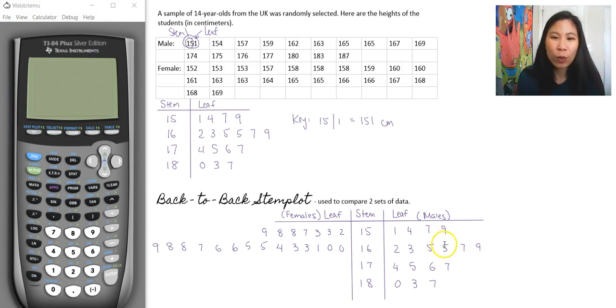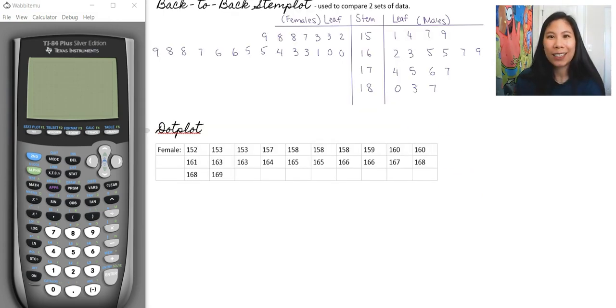So we're dealing with quantitative data from two separate data sets, the males and the females, and then we get to compare them together in a back-to-back stem plot. The last type of graph I want to make today is called the dot plot. For this example, I'm going to reuse the female heights data set that I had from before. And in a dot plot, basically, there's going to be a bunch of dots in it. That's why it's called a dot plot.